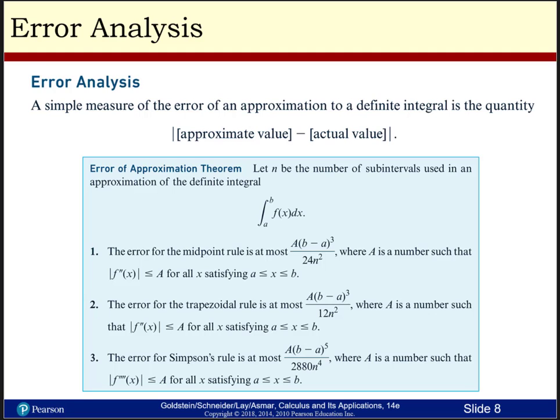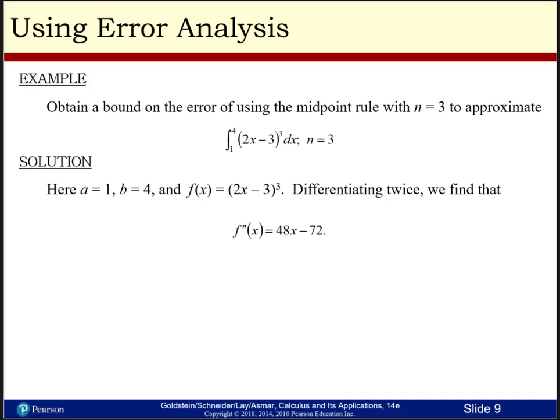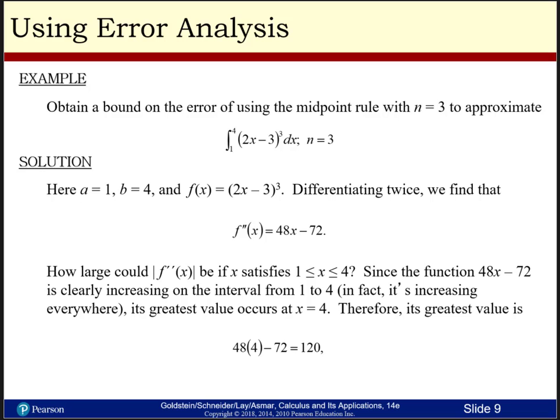So let's play. Let's obtain a bound on the error of using the midpoint rule where n is 3 to approximate the same integral that we've been working with. Here, a is 1, b is 4, and f of x is (2x minus 3) cubed. Let's differentiate this twice so that we get f double prime of x is 48x minus 72. And let's figure out what our error is going to be.